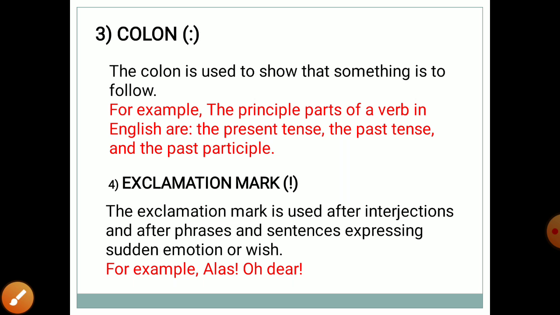So students, do these punctuation marks in your notebook. In the next video we will do some more punctuation marks.